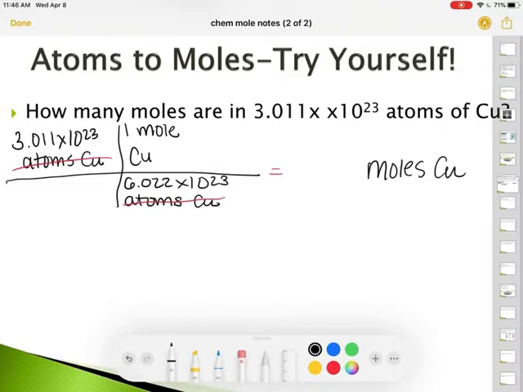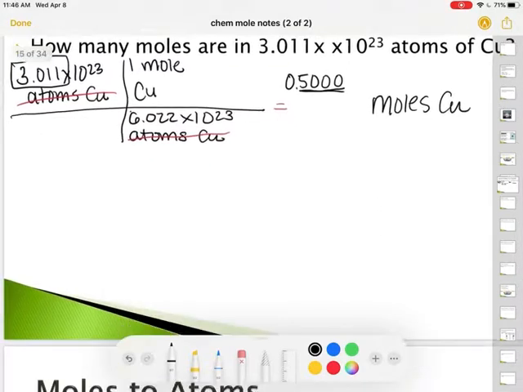But we want to make sure that we're providing the correct number of significant digits, the correct number of digits in our answer. This had 4, so I'm actually going to write my answer 0.5000. Those are the digits that are significant after the decimal. Moles of copper. Okay.